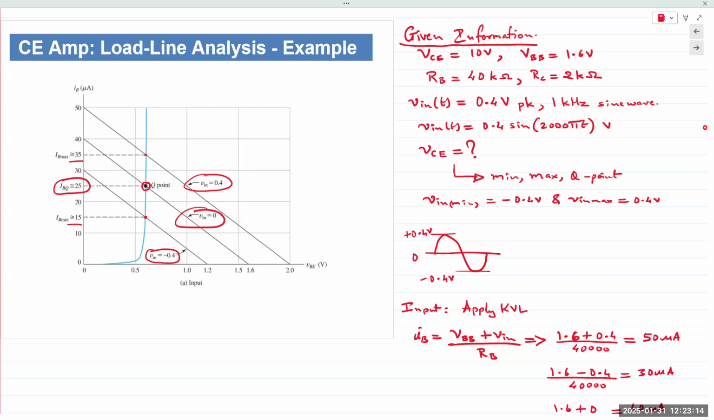The y coordinates of those intersection points will later be transferred to the output. So we need to know how the output is changing due to the input, right? So we need to find the intersection point. Where is the Q point shifting along the load line? It goes up with increasing input voltage, and it goes down with decreasing input voltage. So the Q point is at 25, and it shifts or moves up to 35 for positive, and shifts down to 15 for negative.